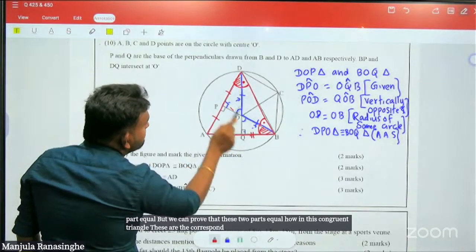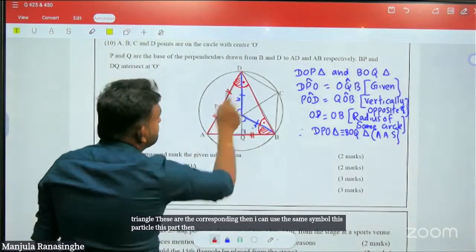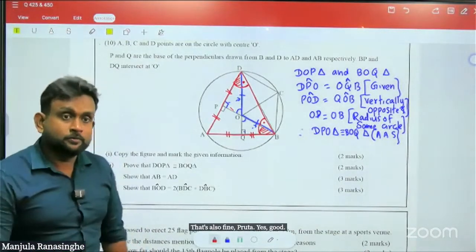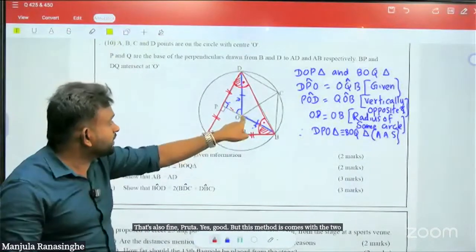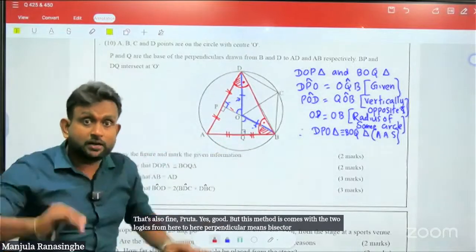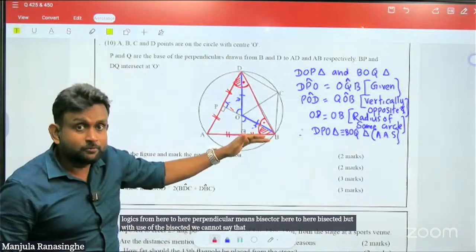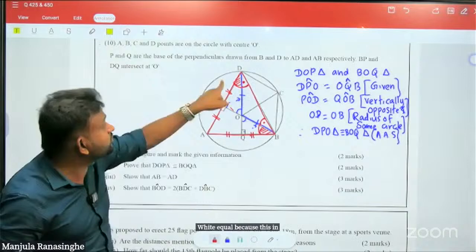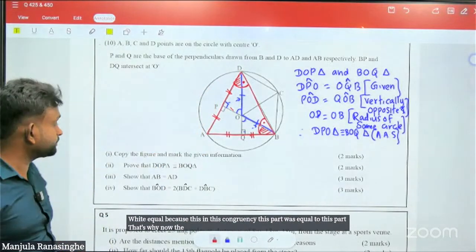Then I can use the same symbol. This part equals this part. Then here equal, now that is equal. That's also fine, Putta. Yes, good. But this method comes with two logics. From here to here, perpendicular means bisected. Here to here, bisected. But with the use of bisecting alone, we cannot say that this chord equals this chord. Why are they equal? Because in this congruency, this part was equal to this part. That's why now the total chords are equal.